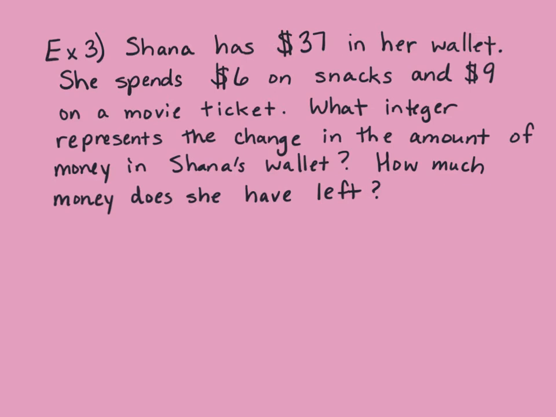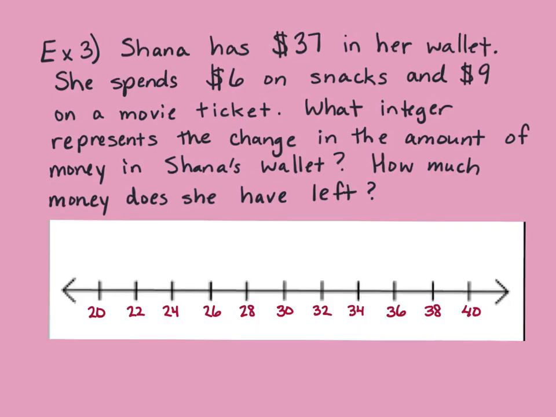Example 3. Shana has $37 in her wallet. She spends $6 on snacks and $9 on a movie ticket. What integer represents the change in the amount of money in Shana's wallet? How much money does she have left? So I'm using a number line to solve this problem. Since there's going to be quite a span of numbers, I'm counting by 2's on my number line. You can count by any equal spacing on a number line. So you could count by 5's, you could count by 10's.